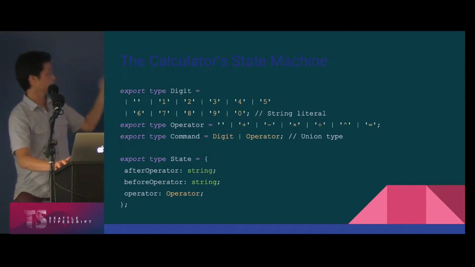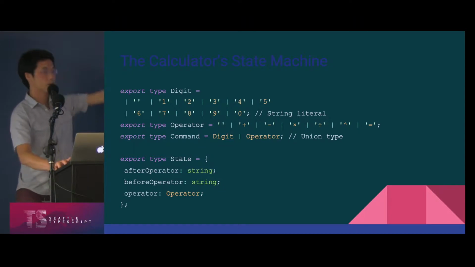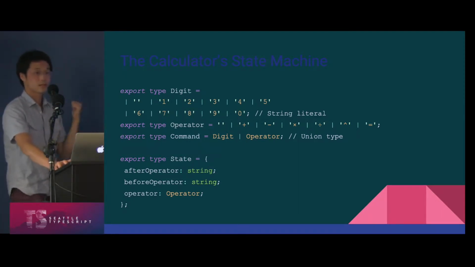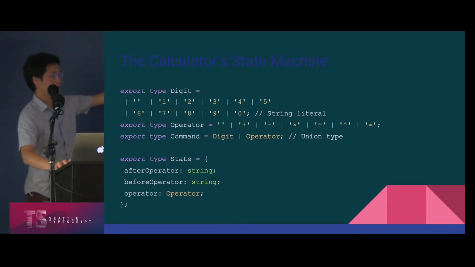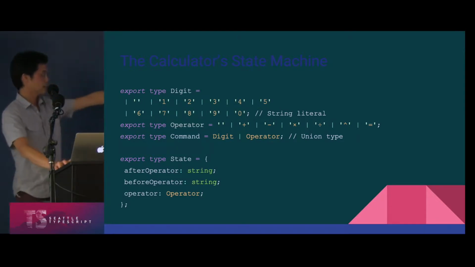So the digits are literally just empty or any of these digits. The operators are empty or any of these operators. You'll see that we use an empty string instead of null. So it's going to complain anytime it's either undefined or null, but an empty string is acceptable. This makes it easier to process later on because then you can expect that it's going to be an empty string instead of having to check for it. You get less weird truthy falsy stuff going on. And then a command is either a digit or an operator.